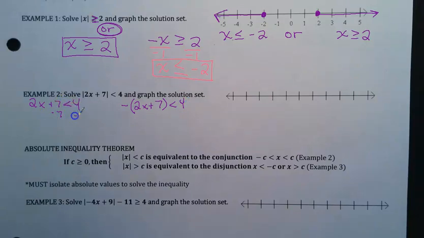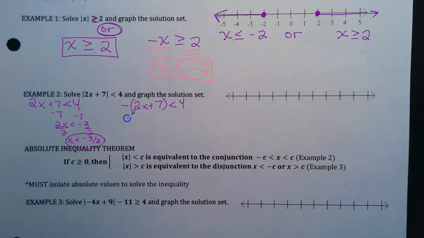All right, so we add 7. 2x is less than 11. Divide by 2. And we have x is less than 11 halves. I think I have a typo in my notes. From your notes to my notes, I have a typo. So one of the places I made a mistake. That's okay.